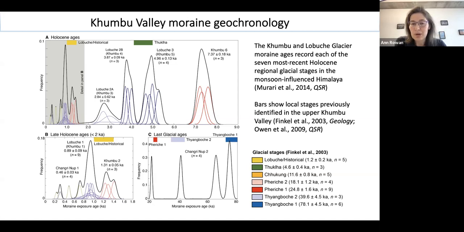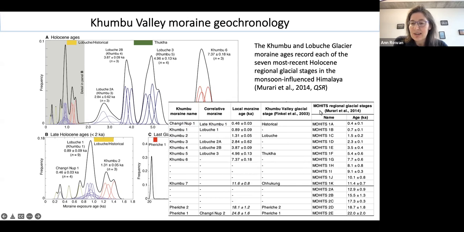Then we compared those with regional stages identified in a previous paper for the monsoon-influenced Himalaya. Murari et al. 2014 identified stages they called MOHITS. Each one of these is a different glacial event that they identified from a compilation of moraine ages across the monsoon-influenced Himalaya, and these match up with our chronology. Of the six Khumbu moraines and the Changri Nup moraine, which was a tributary of the Khumbu at that point, we identify each of those stages regionally in this valley.